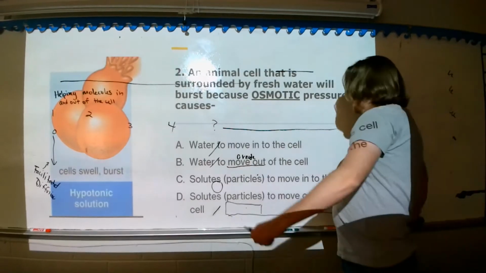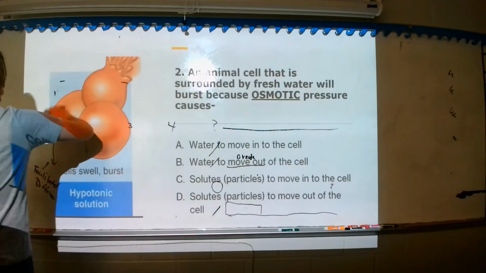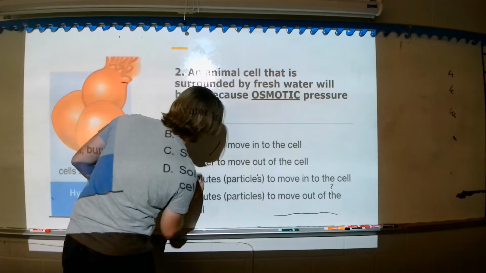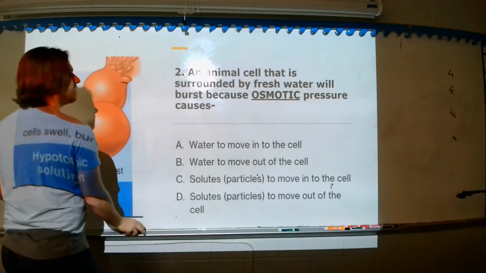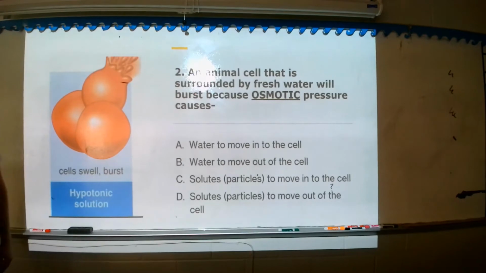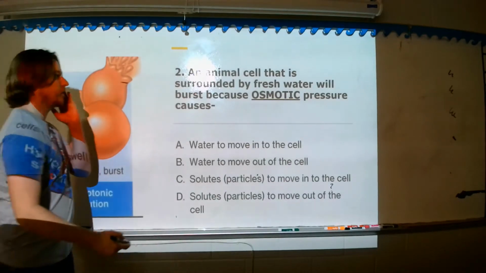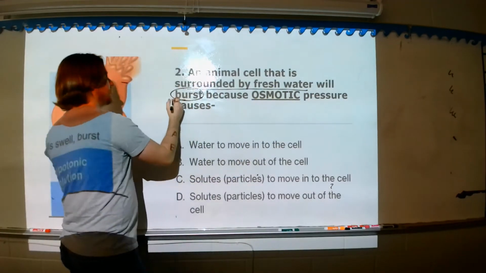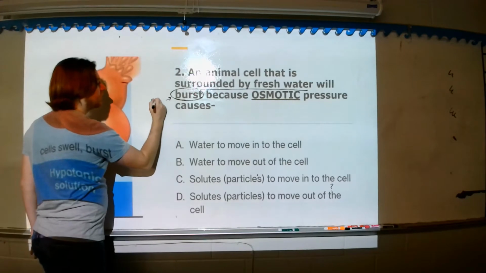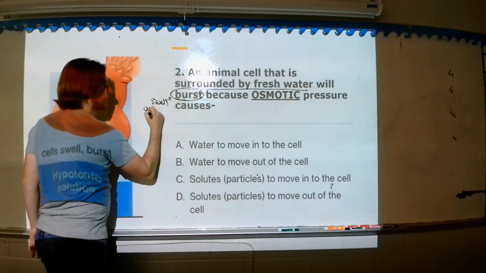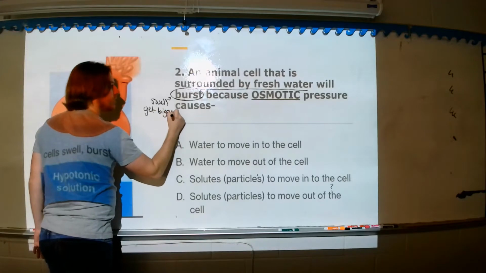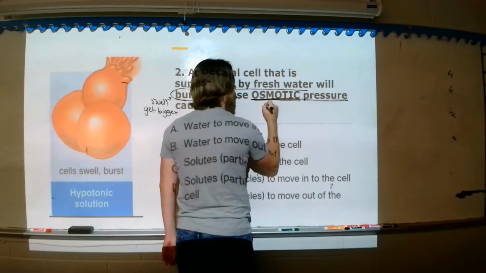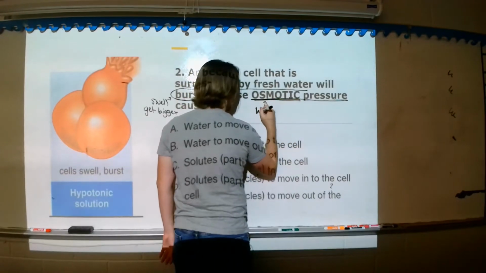All right, number 2. An animal cell that is surrounded by fresh water will burst because osmotic pressure causes, let's circle our keywords. I've got surrounded by fresh water. I've got that it's going to burst, which is just another fancy word for swell or get bigger. And then I see because of osmotic pressure, which when I see osmosis, I should immediately think H2O, osmosis or water.